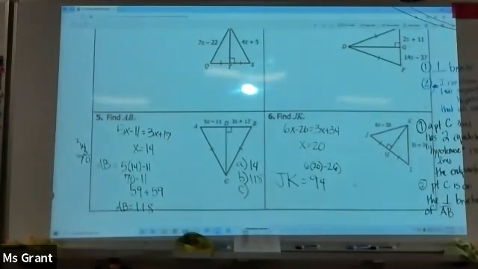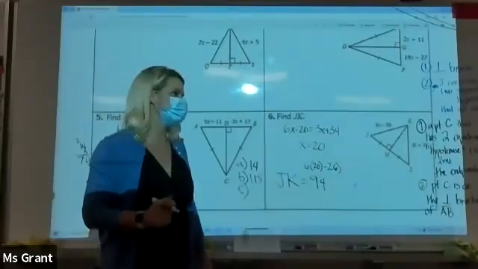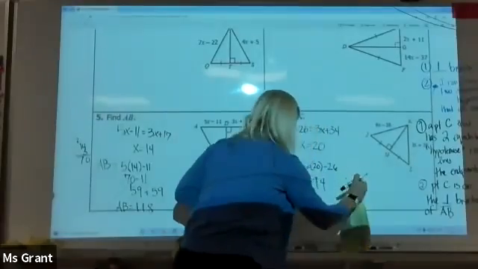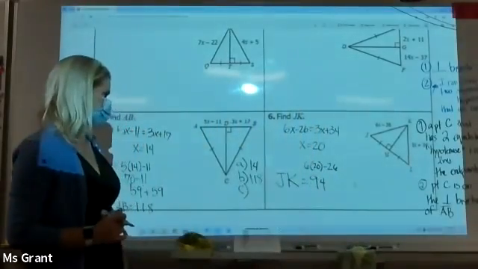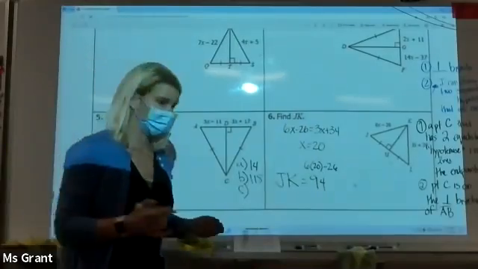In case you didn't know what I did or what Elisa did, plug in 20 in for x in JK. 6 times 20 minus 26. So pay attention to the directions is the moral of the story here.